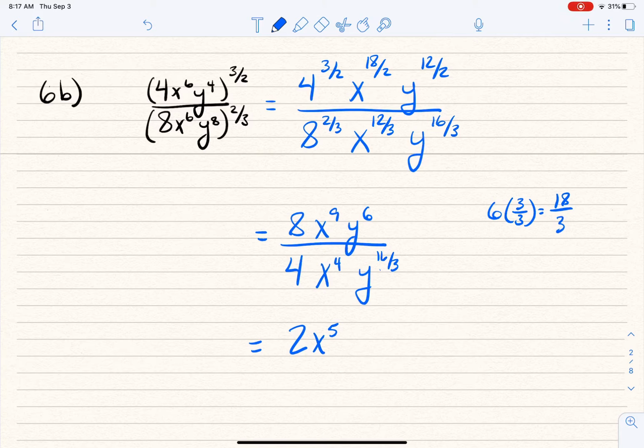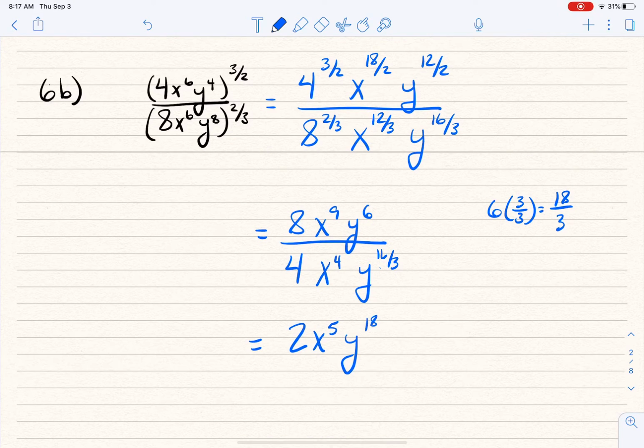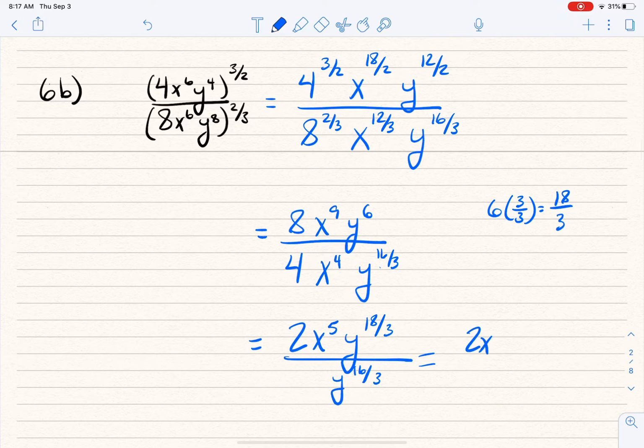So this would really be y to the 18/3 over y to the 16/3. And at that point, you subtract those. And so I'm left with 2x to the 5th, and y to the 18/3 minus 16/3, and that would give me y to the 2/3.